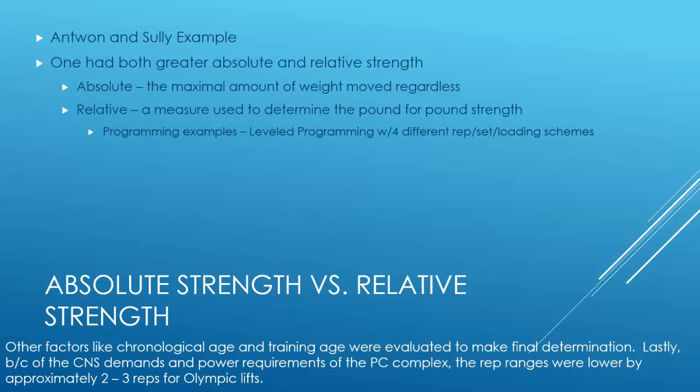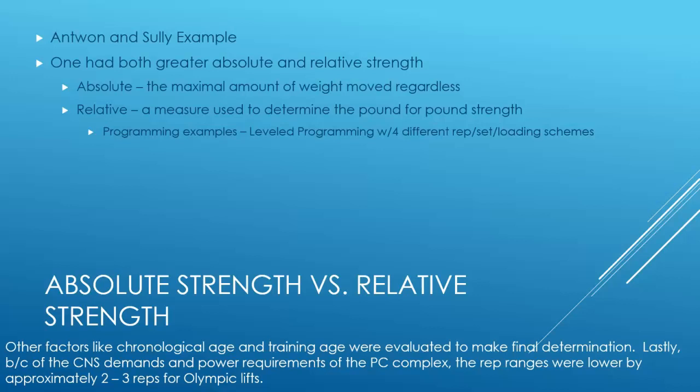So I used this example in class where we had Antoine and Sully, and both were athletes of mine at one point. And when you look at it, one of them, as we talked about, had a greater absolute strength, meaning the maximal amount of weight that he can move regardless of body weight. And the other side of that equation is he also, meaning Antoine, had a higher relative strength as compared to Sully, and that was evaluated in terms of pound for pound. You recall the weight difference from each one was pretty pronounced, and then also their ability to push weight was actually pretty pronounced as well.